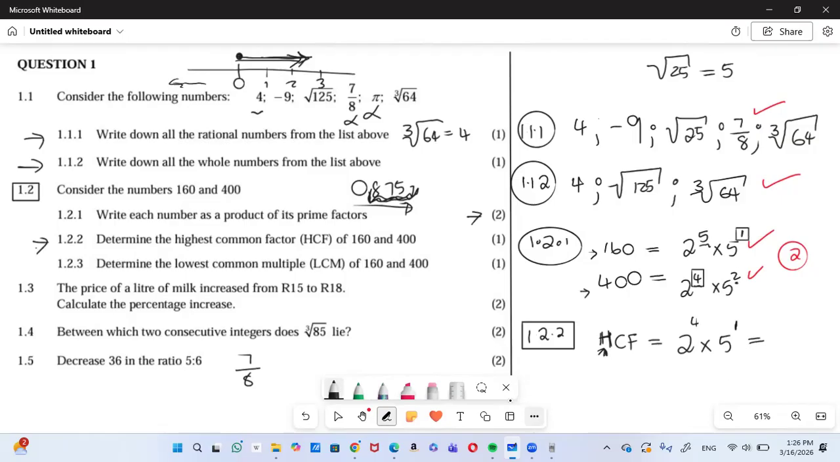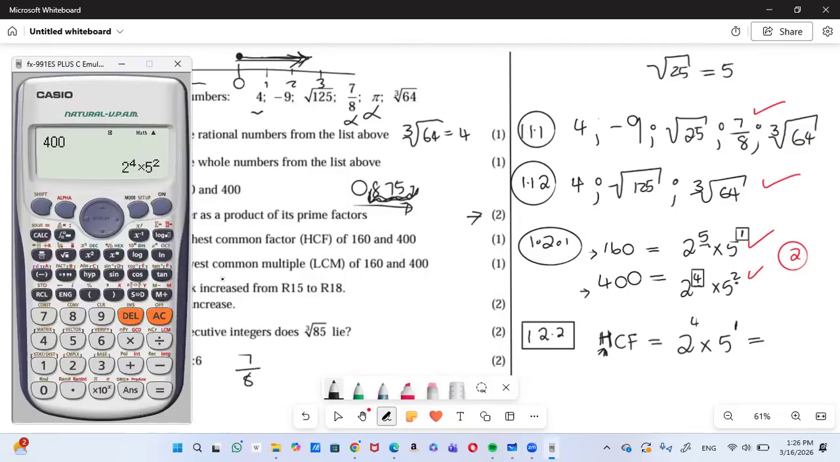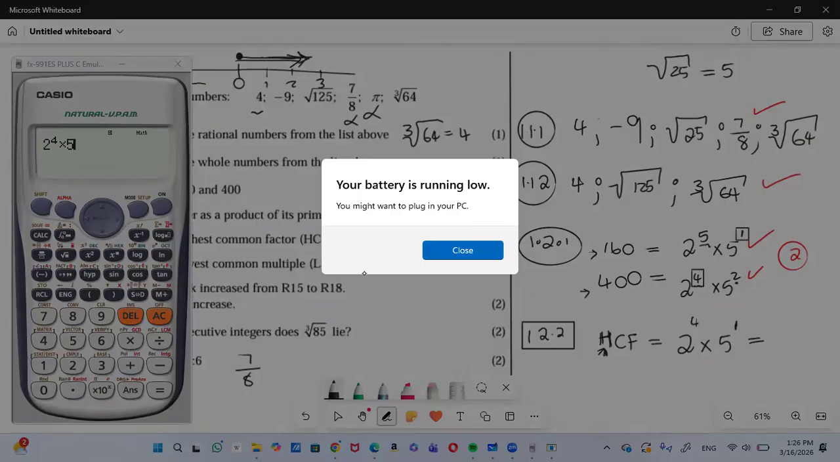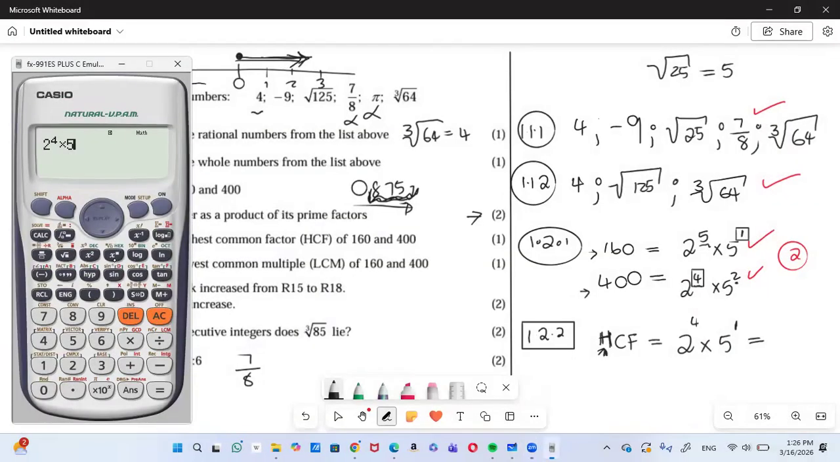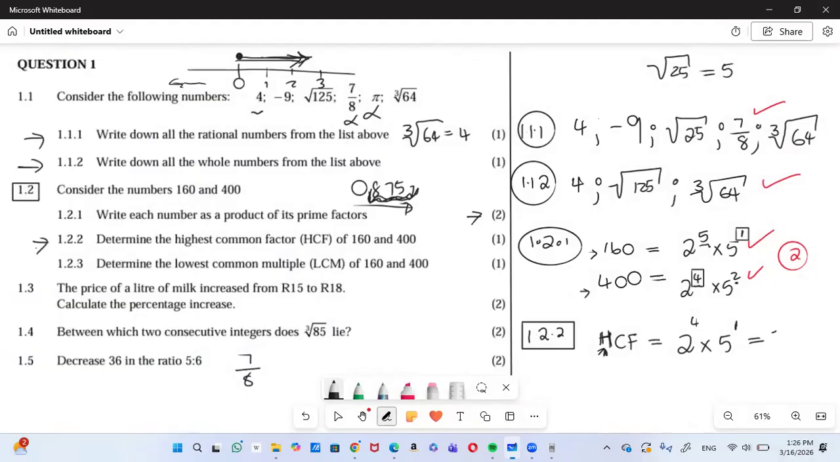So now, finally, we go back to our calculator. We say 2 exponent of 4 multiplied by 5 exponent of 1. And then our answer here is how much? It is 80. So that's how we go about it, guys. That is how we go about it.